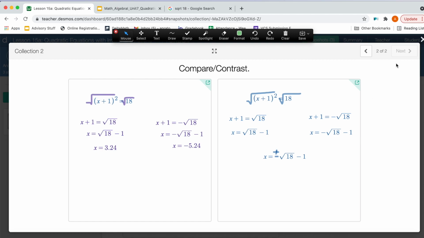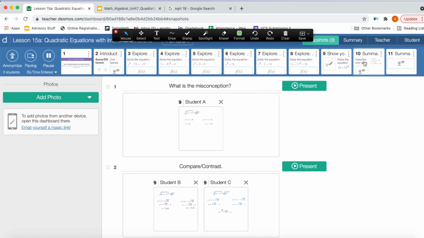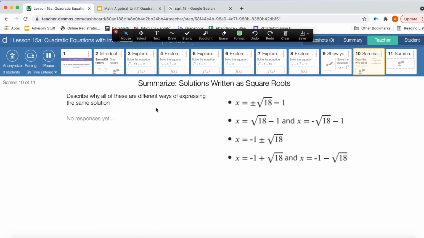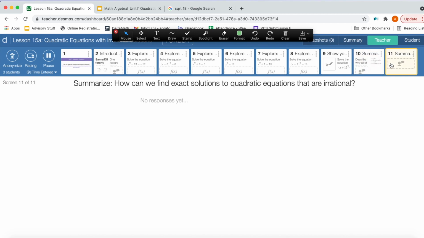Okay. And so in here, I included an extra slide that wasn't in the lesson where it asked students to describe why all of these are different ways of expressing the same solution. So giving them a chance to really synthesize that conversation, and then you can go ahead and talk about that as well. And then the summary question is, how can we find exact solutions to quadratic equations that are irrational? And students can have a chance to really reflect here, and this can be a formative assessment for you.